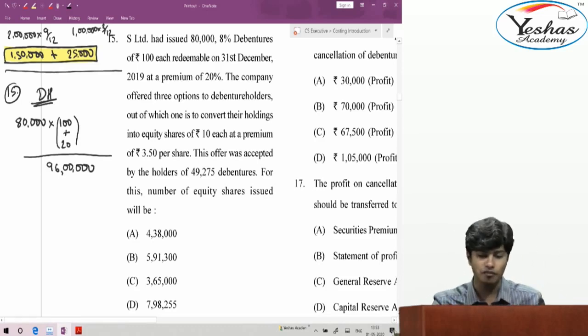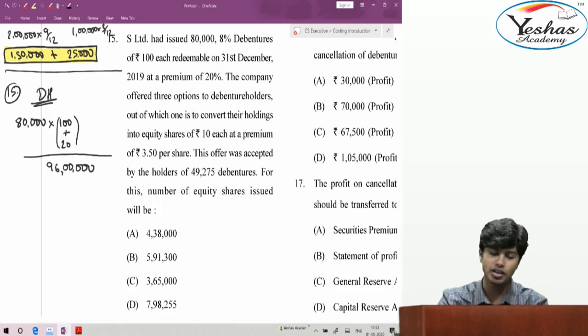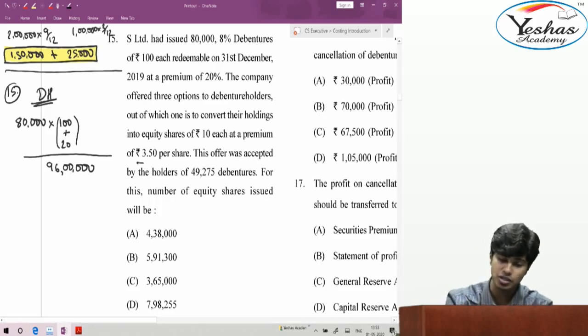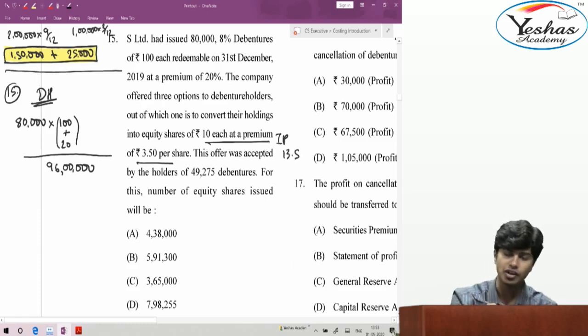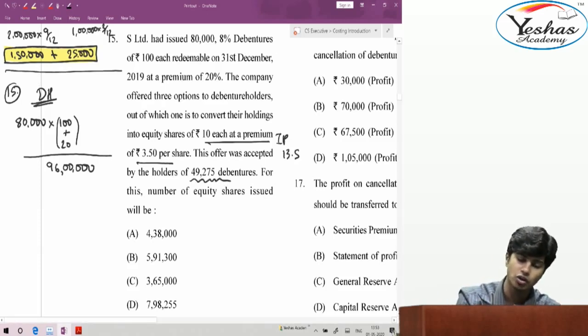Okay. The company offered 3 options to debenture holders, out of which one is to convert their holdings into equity shares. There is an option to convert into equity shares of nominal value 10 each at a premium of 3.5. So issue price is 13.5. You get that? We'd have to divide this by 13.5 shares. This offer is accepted by 49,275 debenture holders only. So I'm not going to do this for 80,000. I'm going to do this for 49,275 debenture holders only. Maybe balance people will go for cash.